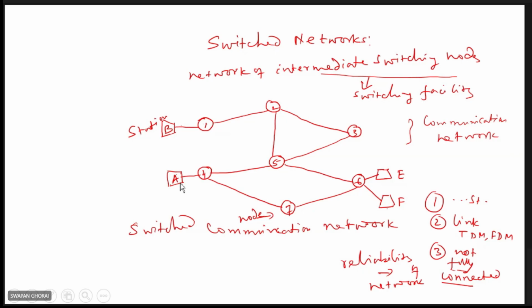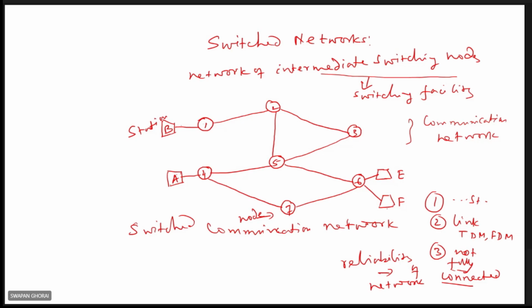And you can see here, A to 4 is a dedicated line. So part of the connection is a dedicated line, and part of the connection is already established. Now node 4 can select the connection through 5 or through 7, depending upon the availability and the cost of the link, and this link can be an FDM or TDM link. Multiple lines are there. So A can select any of these two, say 5, or 4 to 5 to 6.